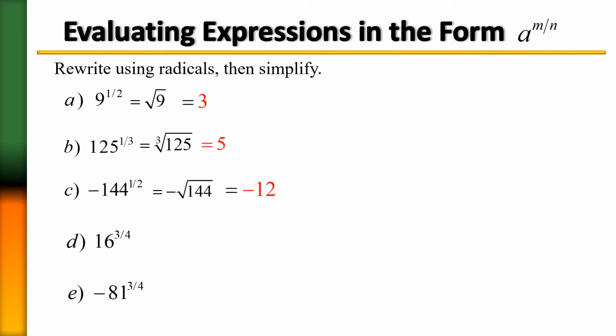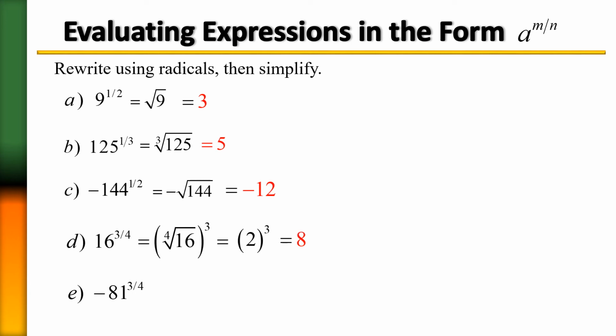Next, we have 16 raised to the 3/4 power. So 16, we're going to raise it to the 3rd power, and we can see here that we're going to be dealing with a 4th root. So I'm going to solve the radical expression first, and then I'm going to raise it to the 3rd power. So the 4th root of 16 is 2. 2 cubed means multiplying the number 2 3 times, and that's going to give us 8.